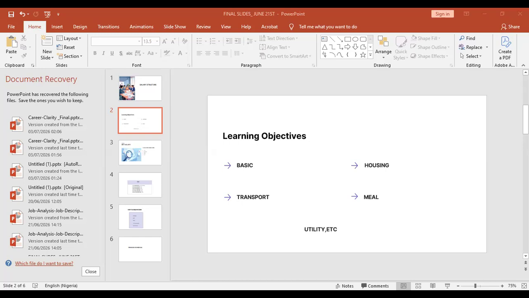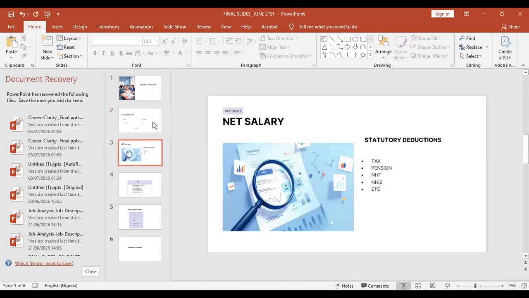So I made basic 40%. Then housing is 10%. Transport is 15%. Communication is 10%. Then clothing allowance is 10. Children allowance is 15%. Thank you. So everything usually sums up to 100%. That's very easy to do.